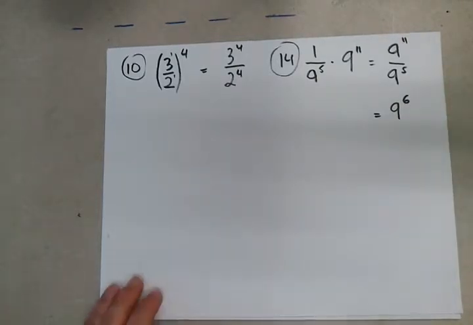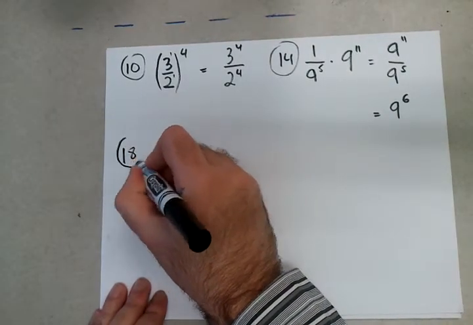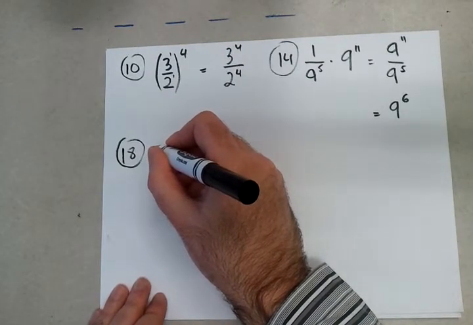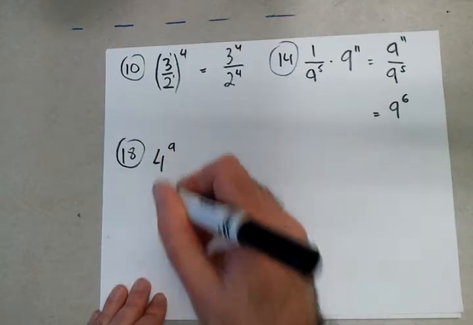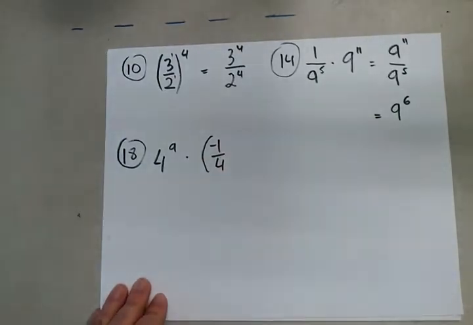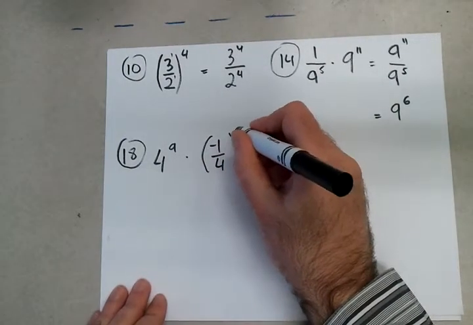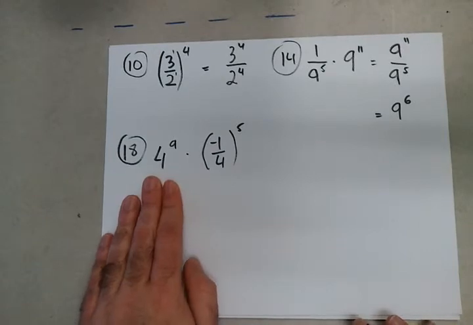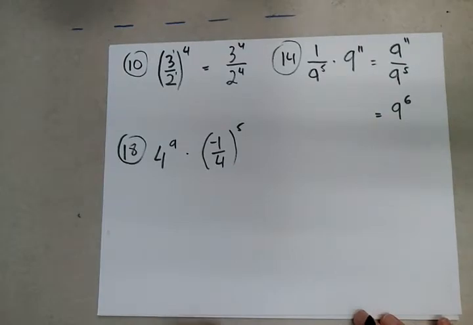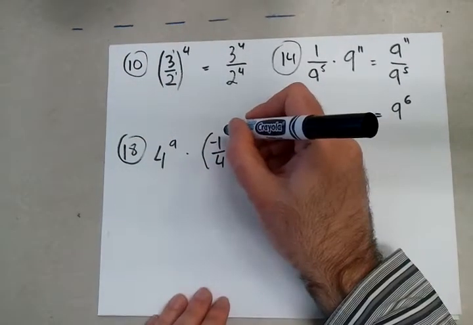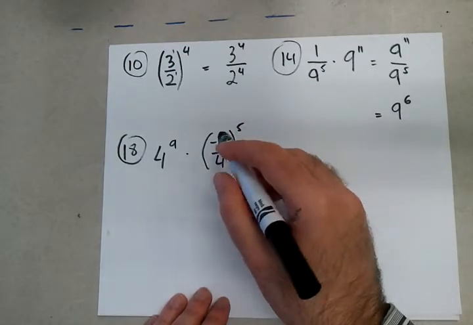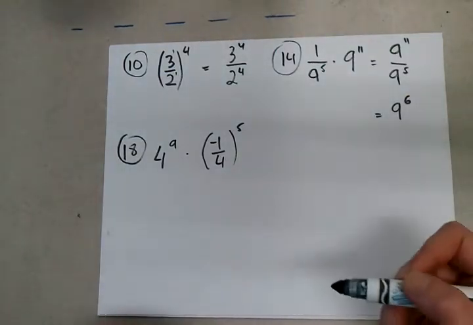That was number 14. Let's take a look at 18. 18 is 4 to the 9th power times negative 1 over 4 to the 5th power. So this one we're going to leave alone for right now and concentrate on here. So look at this problem and look at this problem, very similar now that you're comparing these two. So you're going to treat the numerator and denominator separately. So the negative 1 has an exponent of 1, the 4 has an exponent of 1, and this is a power to the power problem if treated separately, the numerator and denominator.